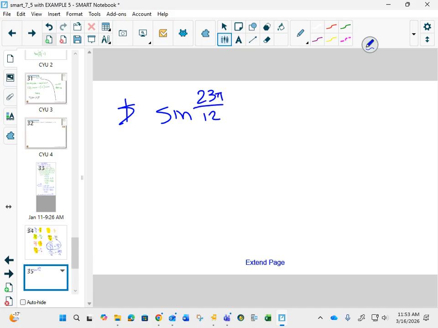23 pi over 12. The first thing I would get you to do is pick some pi over 4 family. Some people like just pi over 4. Some people like to get close to 23. So they're like, well, 20 is a pretty big number already. Maybe I'll use 5 pi over 4. So I'm going to use 5 pi over 4, but before I do that, I change it to, what is it going to be over 12?